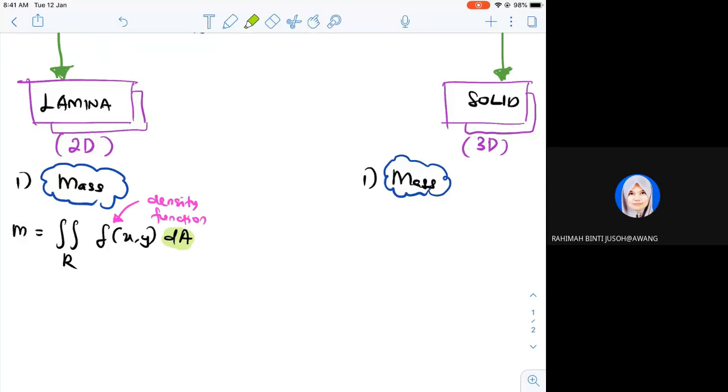Now we go to the formula of mass in 3 dimension. Okay, M equals to triple integrations. Okay, so since we have 3D, our region should be region G. Okay, so region G, and then our density function will have 3 variables, X, Y and Z, because it is 3D. So what is the d at the back if it is triple integrals?